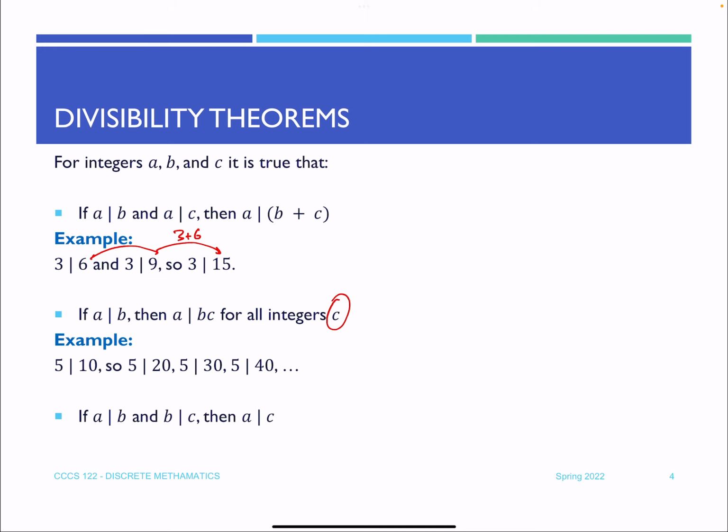And if a divides b and b divides c, so this is kind of like a chain rule, then a also divides c. An example for that here is 4 divides 8, of course. 8 divides 24. That means that 4 also divides 24.